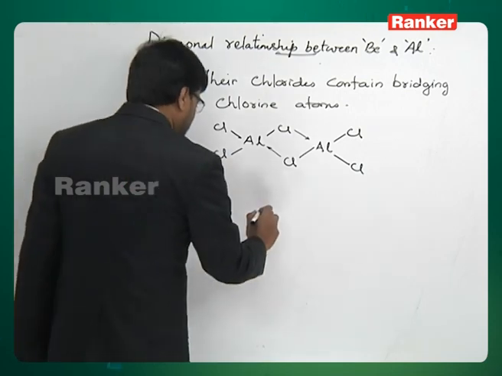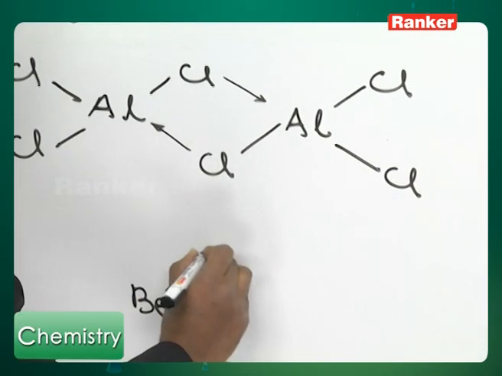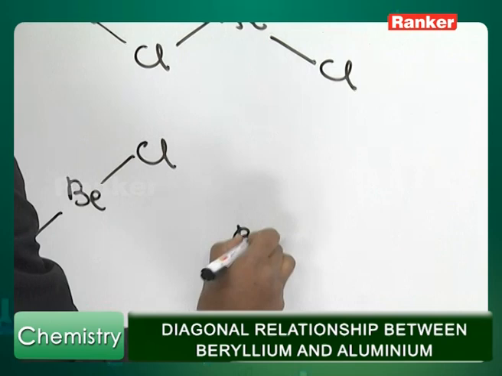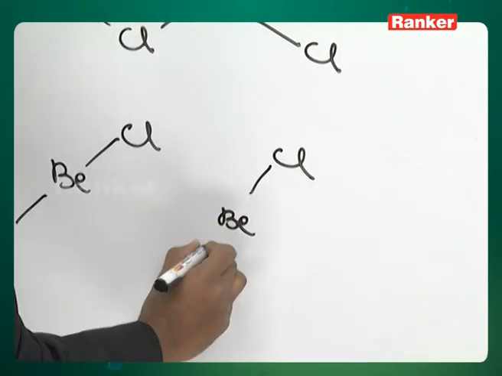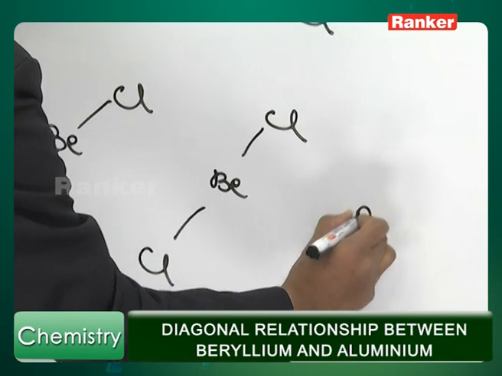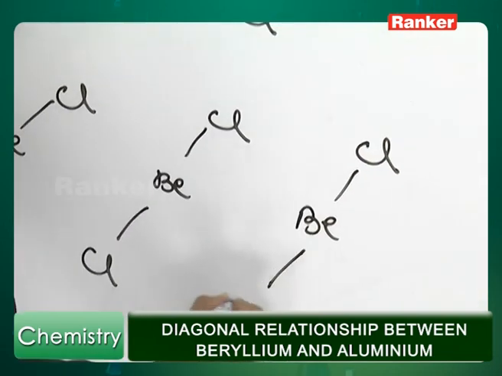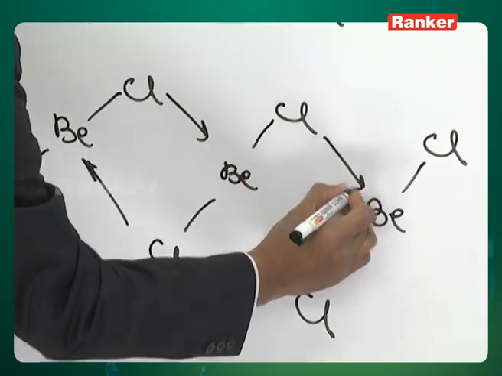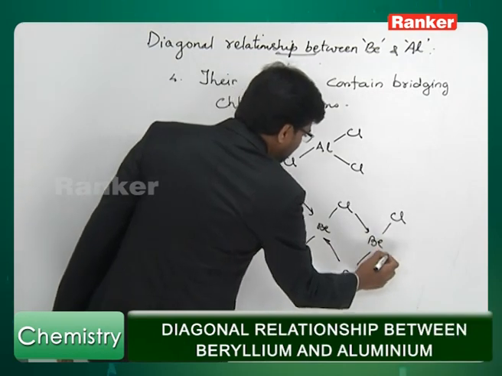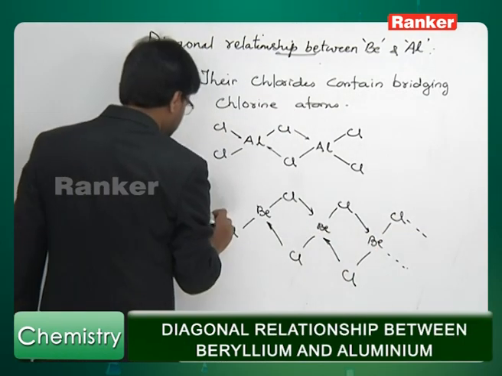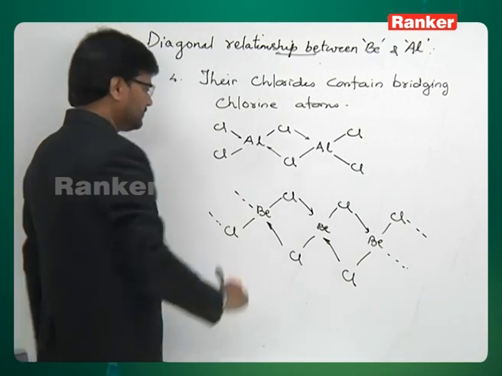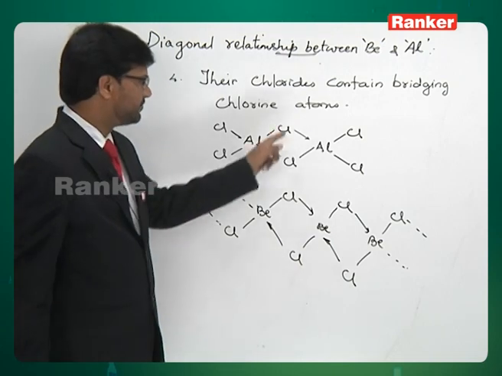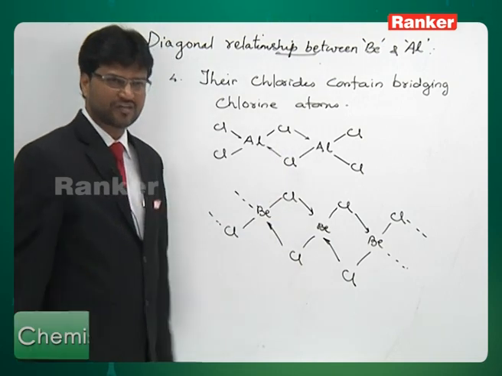Now look at the structure of beryllium chloride. This is one molecule of beryllium chloride. This is another molecule. Again you have another molecule. This is how they are linked up, and it continues. So it forms a polymeric structure. The similarity in these two structures is the presence of bridging chlorine atoms in both cases.